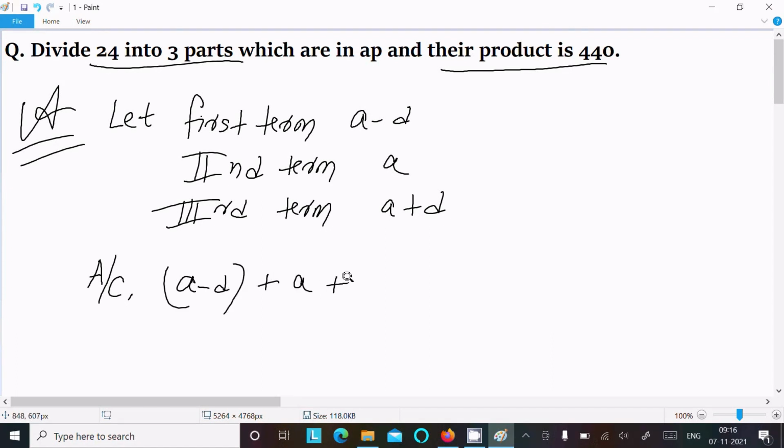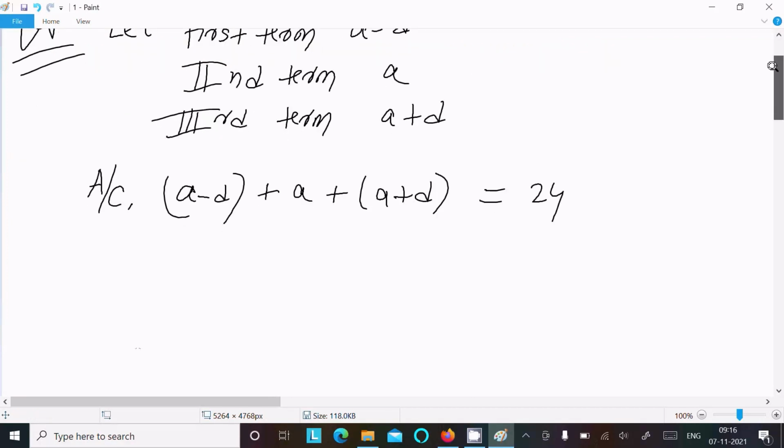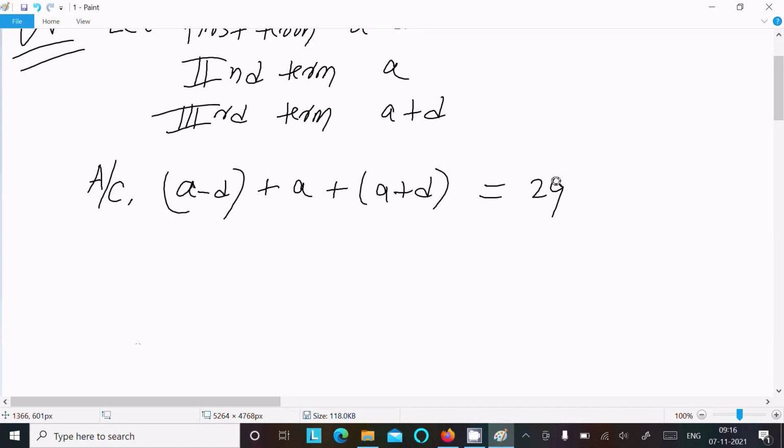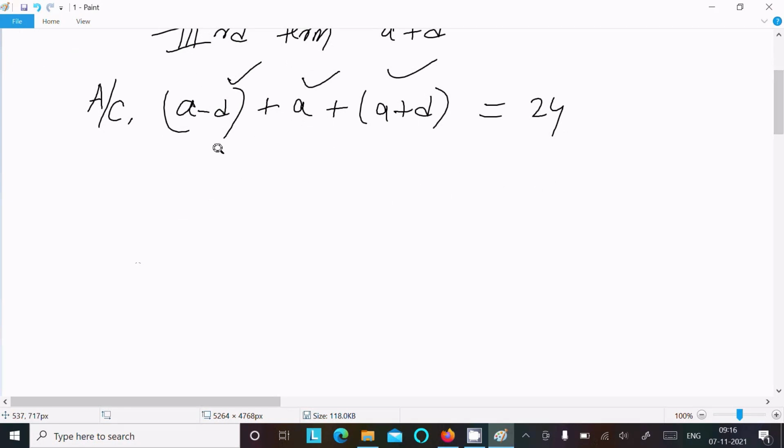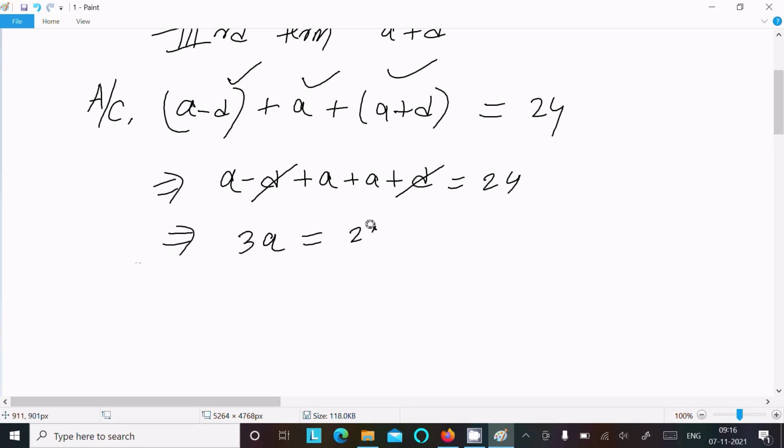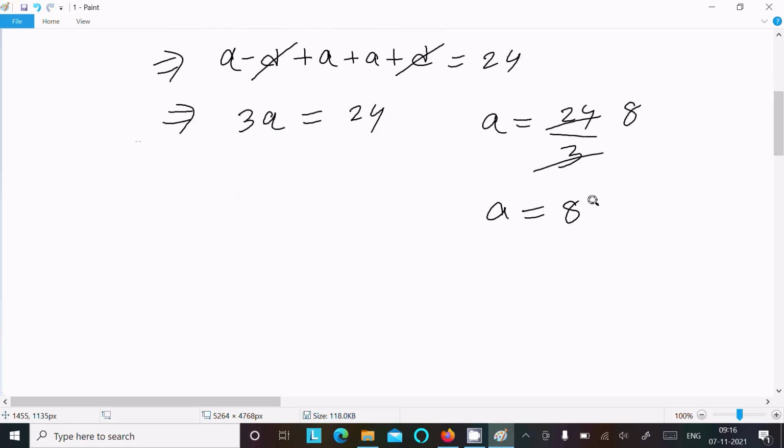the sum a plus d is equal to 24. Okay, so if I do the sum, it must be equal to 24, because the first part, second part, and third part together equal 24. Now here we can write a minus d plus a plus a plus d equals 24. The d cancels because of positive and negative, so here 3a equals 24, a equals 24 by 3, which cancels by 8 times, so here a equals 8.